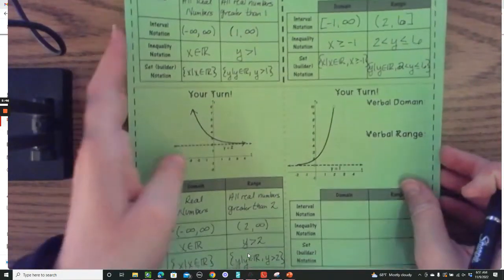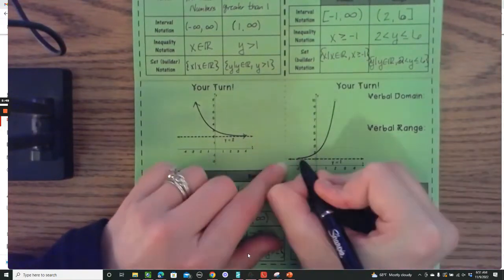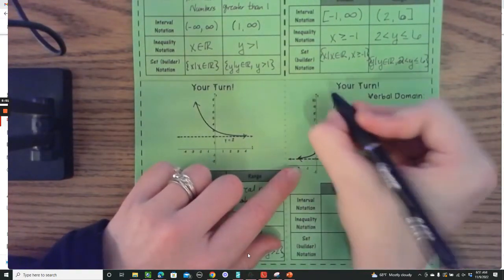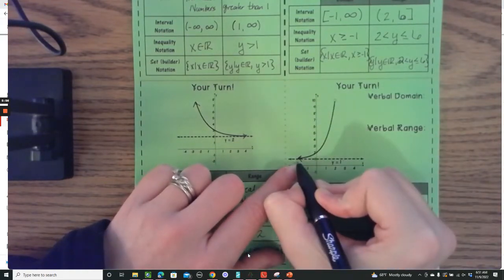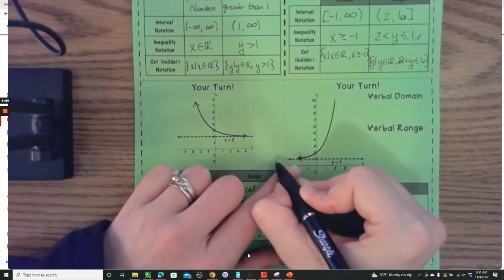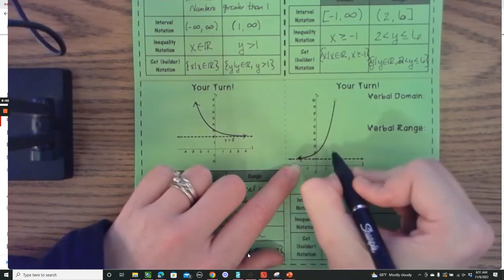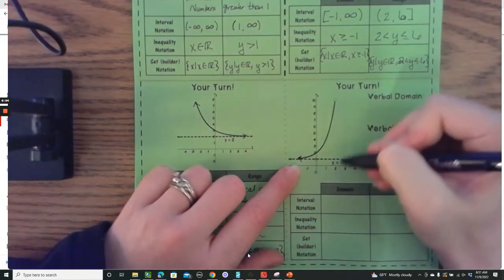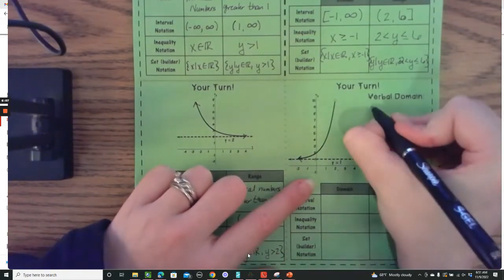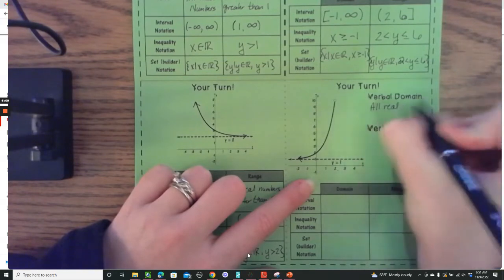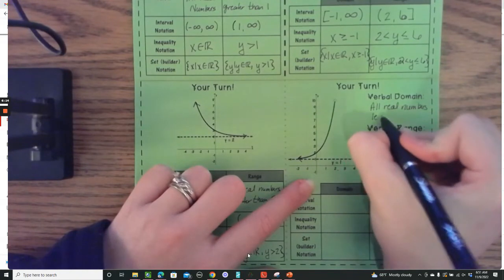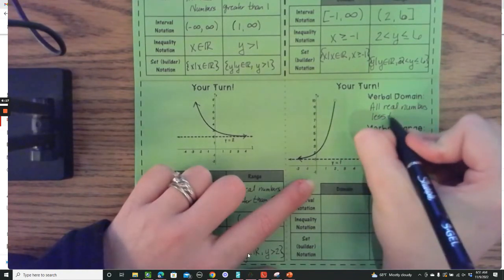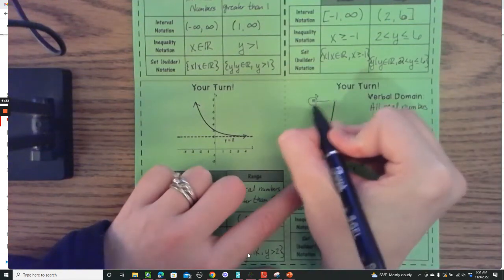All right, on the your turn. We've got an arrow on the left and an open circle on the right. So I'm starting at negative infinity. It's going to go on and on forever to negative infinity. But my x's are going to end at 2. So my domain is going to be all real numbers less than 2.